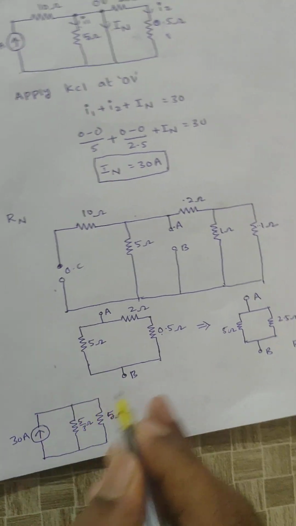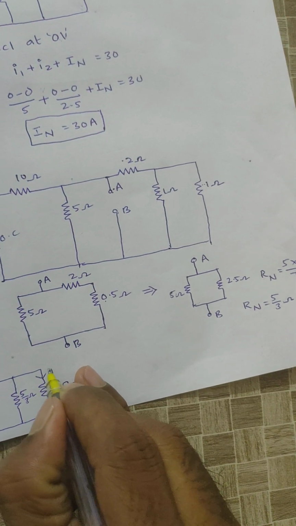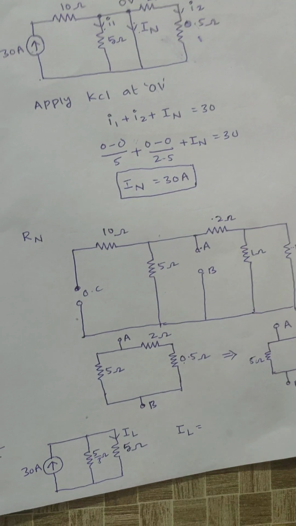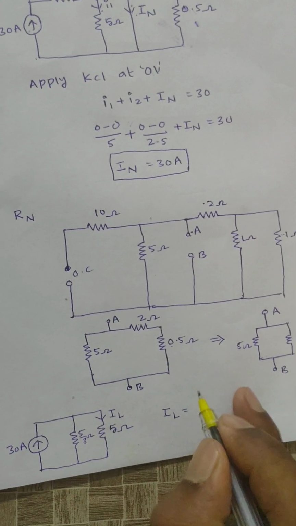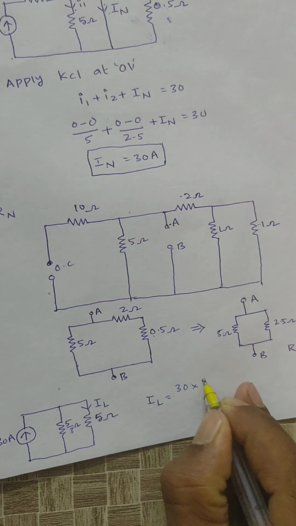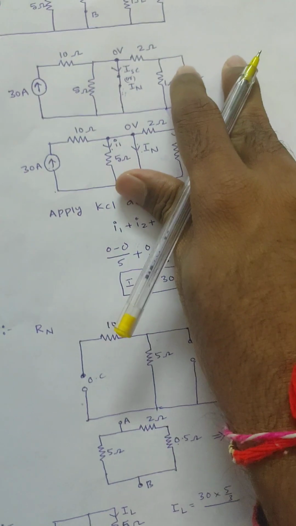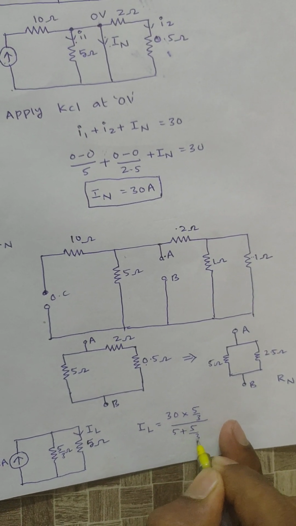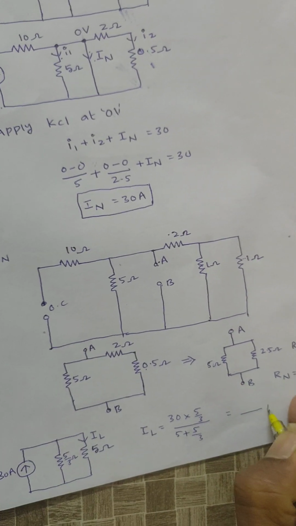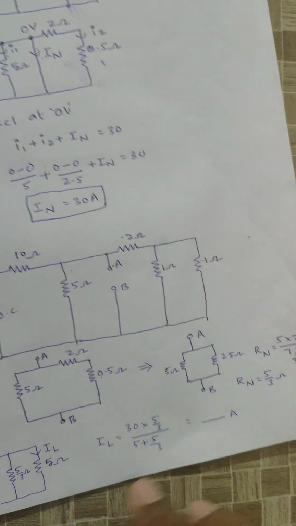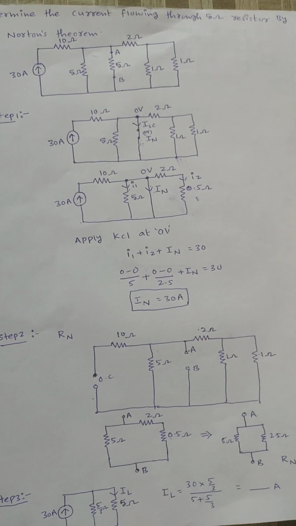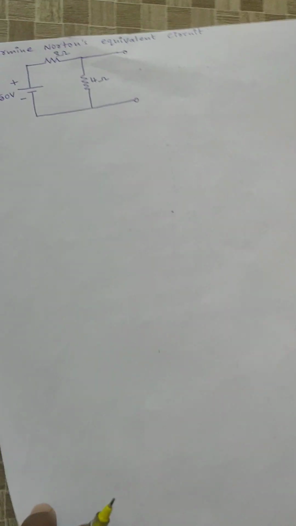Okay, next, Norton's current is 30 amperes. Then here I need to calculate the current flowing through the 5 ohm, right? Then IL is equal to, these two are connected in parallel, right? Then the current flowing through the load resistance is nothing but total current into opposite parallel branch resistance divided by the sum of parallel branch elements, that is 5 plus 5 by 3, right? In this way you will get the load current value in amperes. If you simplify this equation, you will get the load current value. In this way we can solve the problem. Next we will solve another problem.